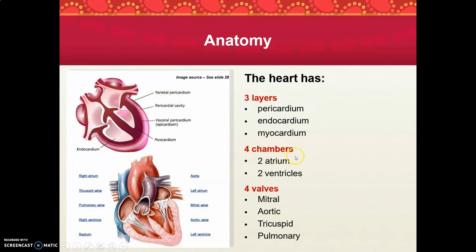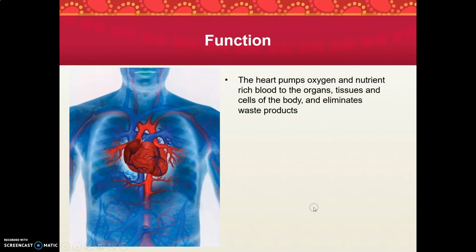The heart consists of four chambers: two atria, that is the right atrium and left atrium, and two ventricles, the right ventricle and left ventricle. There are four valves: the mitral valve, also called the bicuspid valve, the aortic valve, the tricuspid valve, and the pulmonary valve. Now let's discuss the functions of these different parts of the heart.